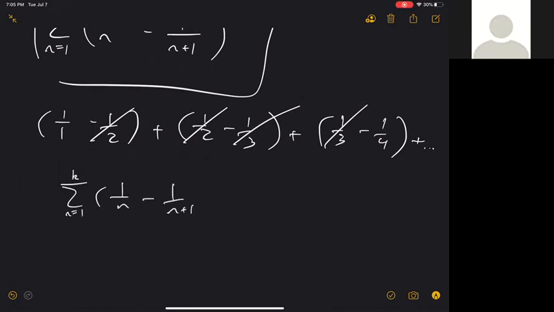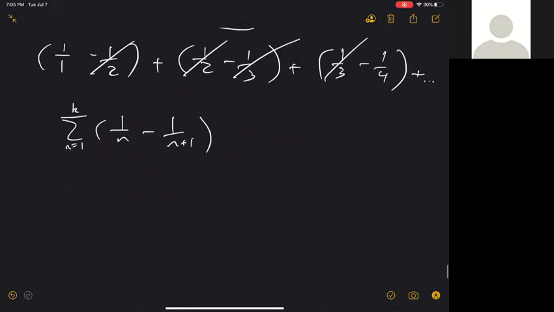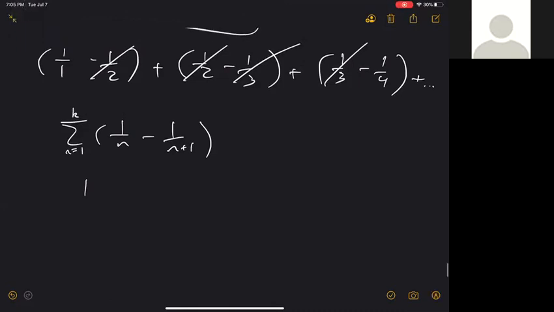what would I end up with? I would end up with 1 and then everything else would cancel in the middle, right? And then I'd have what? Oh, 1 minus 1 over k plus 1 or something like that.